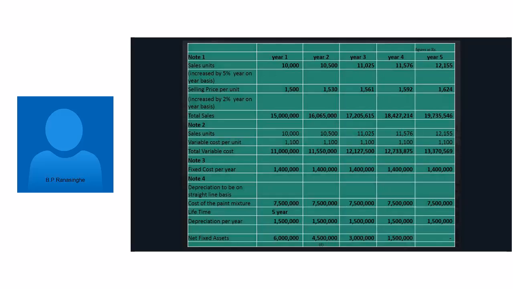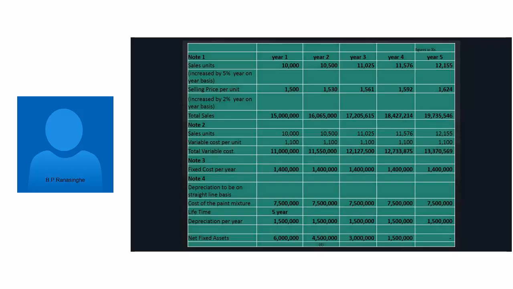As I mentioned earlier, unit sales would increase by 5% on a year-on-year basis. So in the first year we have forecast to achieve 10,000 liters. Likewise, it will be increased by 5%. The selling price also will increase by 2% on a year-on-year basis. Likewise, I have figured out all the workings for the pro forma financial statement.